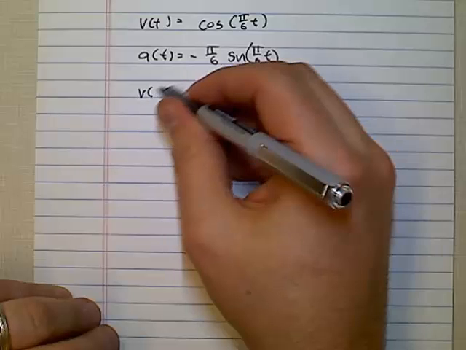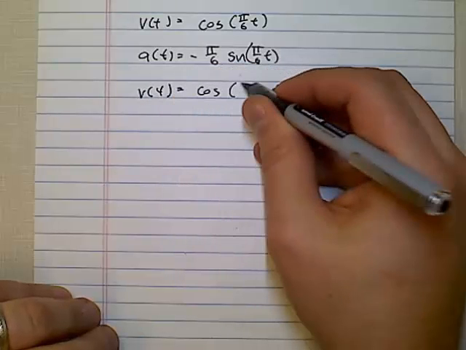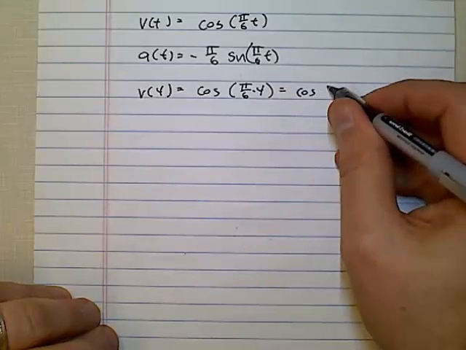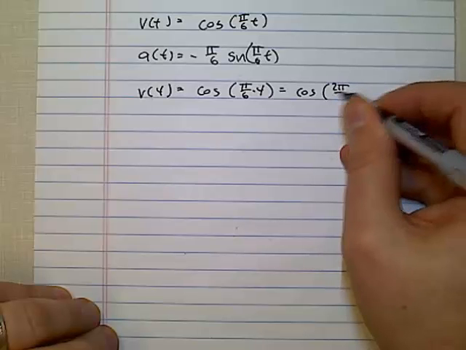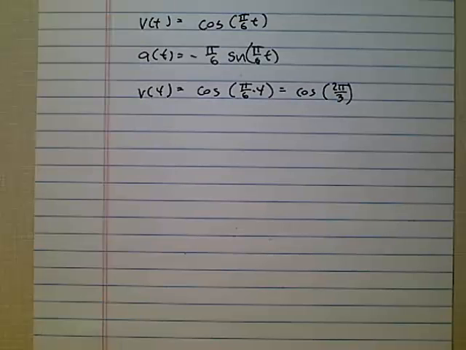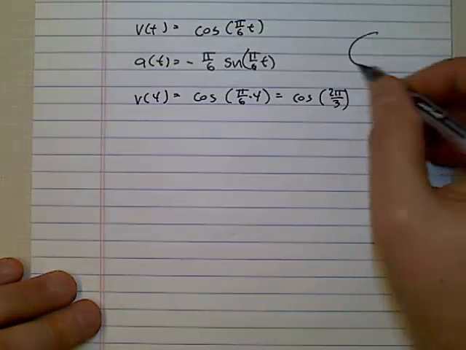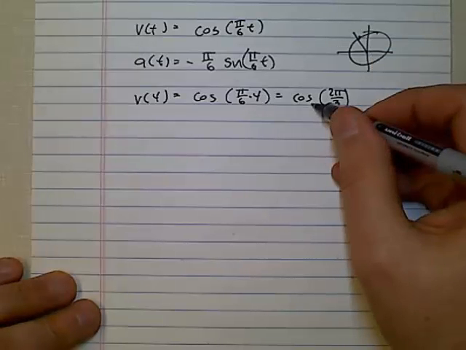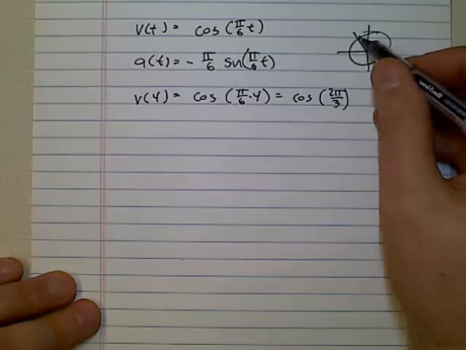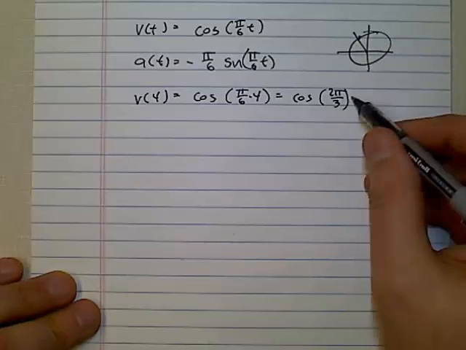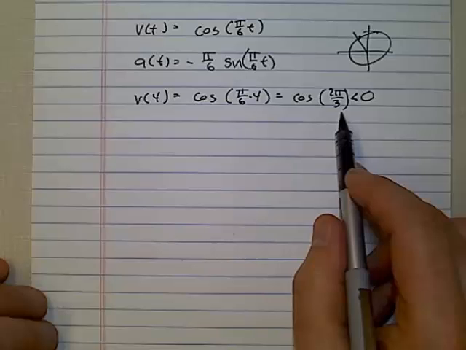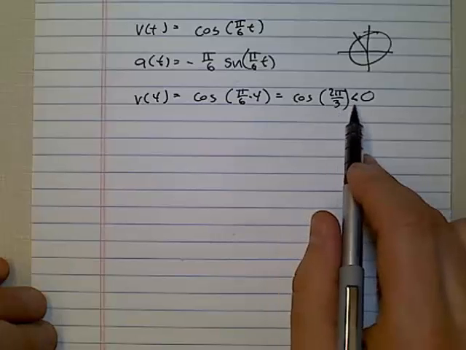So our velocity at 4 is cosine of pi over 6 times 4, which is equal to the cosine of 2 pi over 3. Now I need to determine if that's positive or negative. I'll think about my unit circle, and where 2 pi over 3 is. It's right there. Cosine is the x-coordinate, and the x-coordinate is negative here. So I'm going to say that velocity is less than 0. Notice I don't have to say what the cosine of 2 pi over 3 is. You know it's negative 1/2, but you don't have to say that. The only thing that matters here is that it was negative. So we'll say that the cosine of 2 pi over 3 was less than 0.